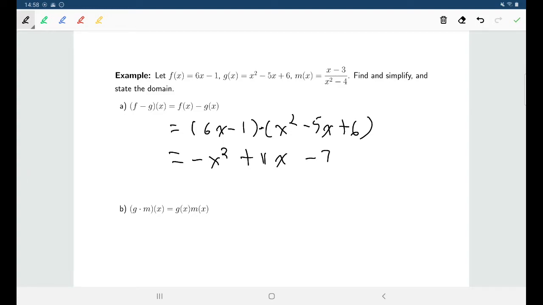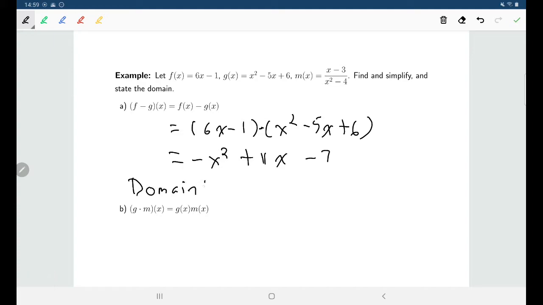And as far as the domain goes, f is defined for all real numbers. Remember that when we're thinking about domains, there's really right now only two kinds of restrictions to think about. If we've got something that's a fraction, we don't want the denominator to be 0, and if we have roots, we want the inside to be 0 or larger. And for this, there is no root, there is no denominator, so any value of x would be fine. And similarly, g of x, that's a nice little polynomial. That's defined for all values of x. So that means f minus g should be defined for all values of x as well.